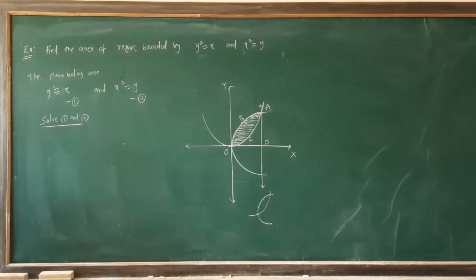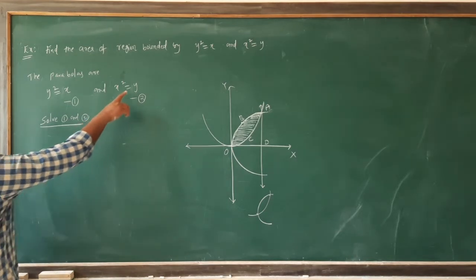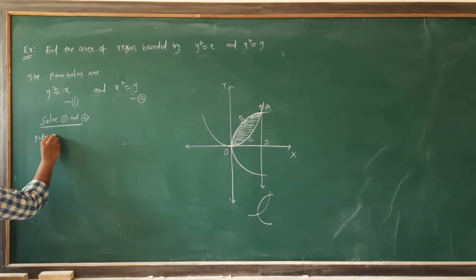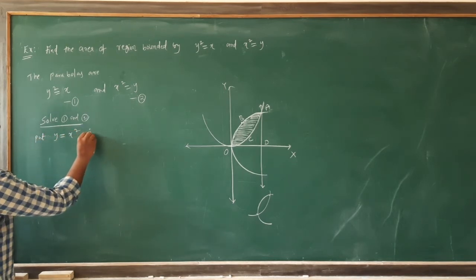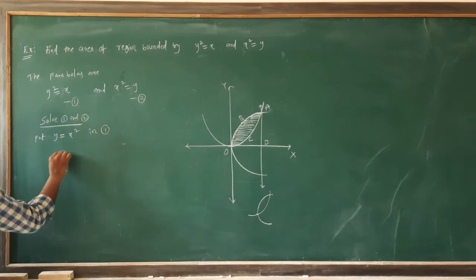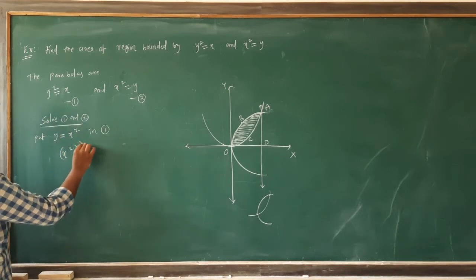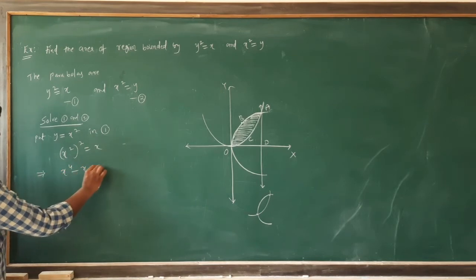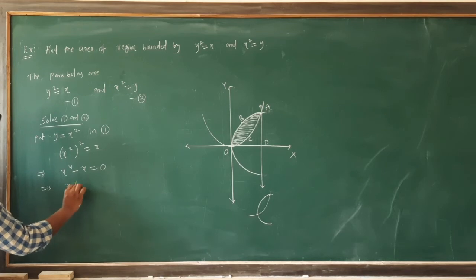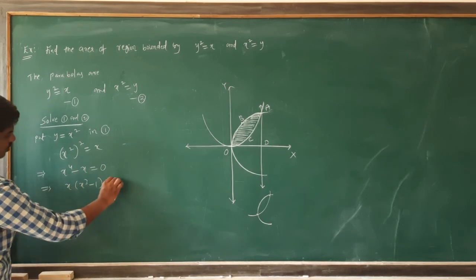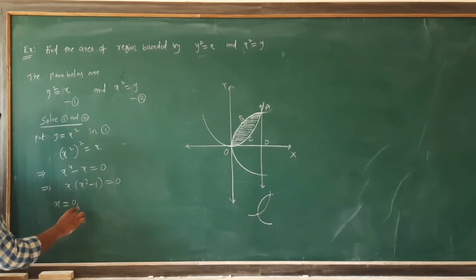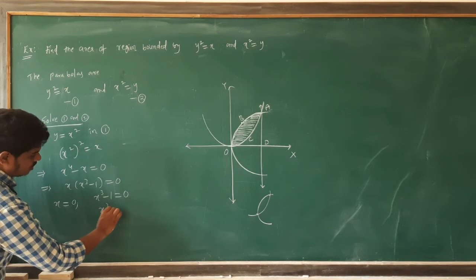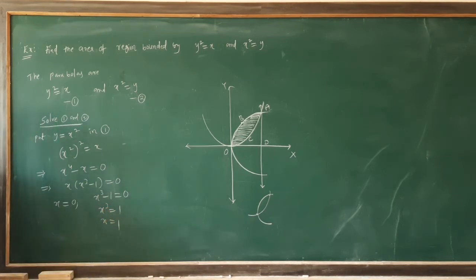There are many methods. Here, y equals x square. Put y equals x square in 1. What will you get? x square whole square is equal to x. So x to the power of 4 minus x equals 0. Take x common: x times (x cube minus 1) equals 0. The value of x equals 0. x cube minus 1 equals 0, so x cube equals 1. The value of x equals 1.